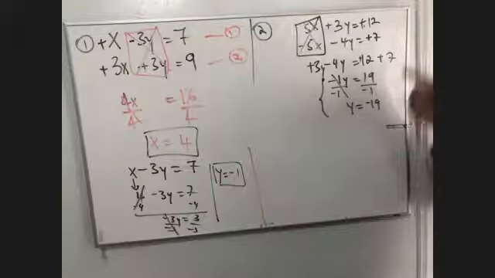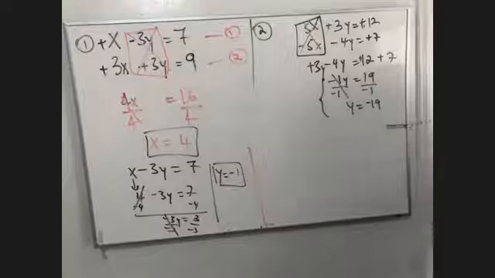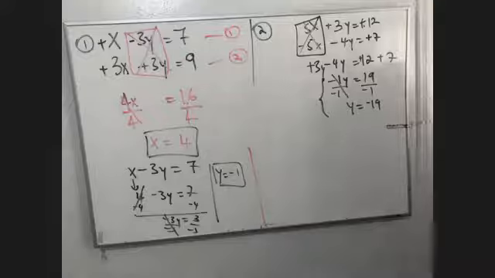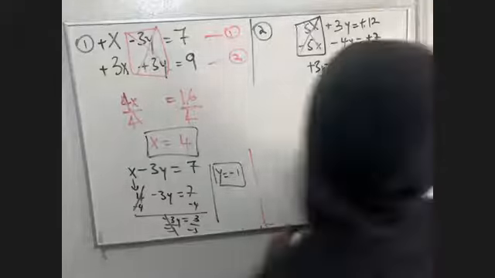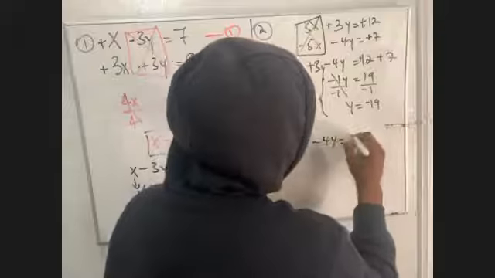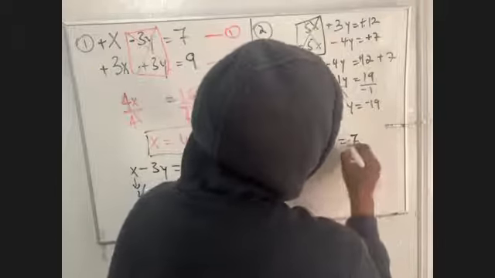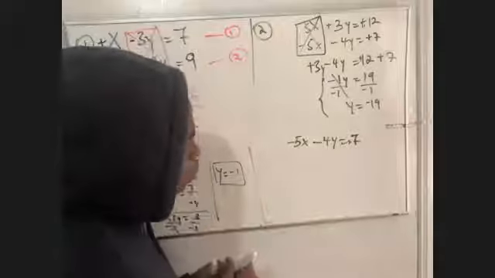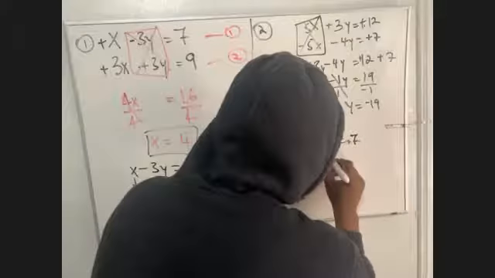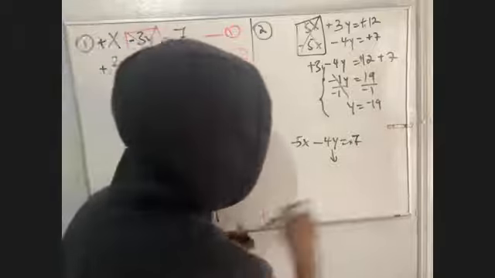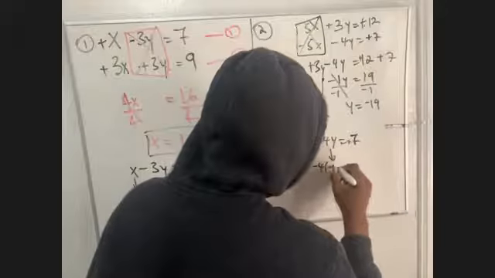Exactly. So we plug in for y to get x. Which one of the equations do you like, the first or the second? Remember, any of them is going to get you to the answer. The second one. Okay, no problem. So we have negative 5x minus 4y equals 7. It's positive 7, you don't need to write positive. It's the same thing. So we're changing the y into what? Negative 19.